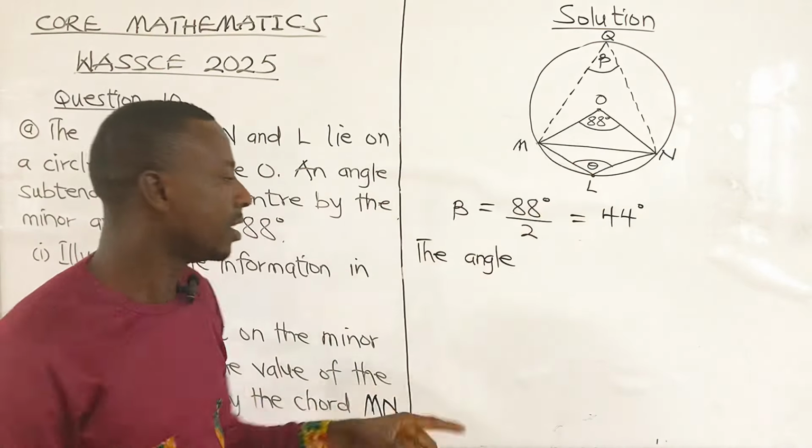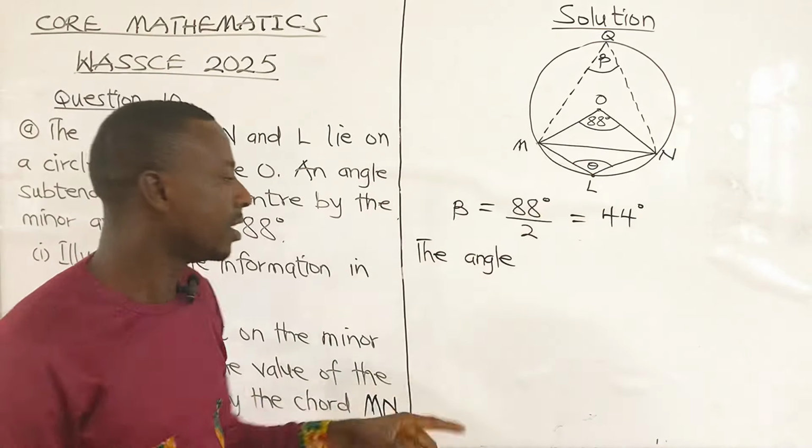So under circle theorem, anytime an angle is placed here, we divide it by 2 and then get the angle at the circumference. So since I have beta, I can now get theta because beta plus theta is equal to 180 degrees. Opposite angles in a cyclic quadrilateral sum up to 180 degrees. So we have beta plus theta is equal to 180 degrees. And this is the reason.